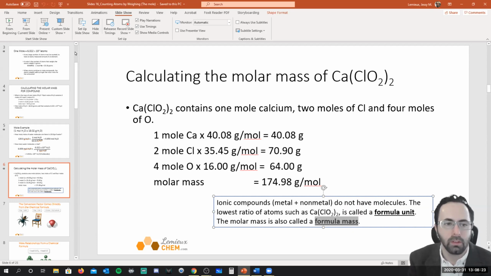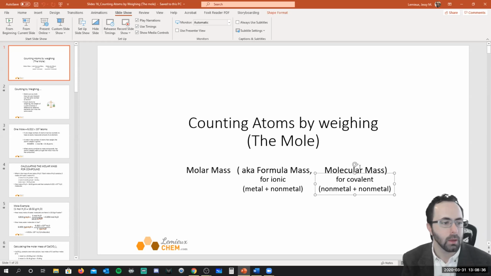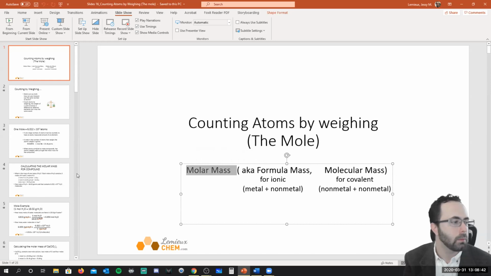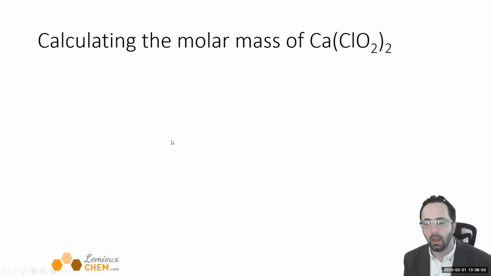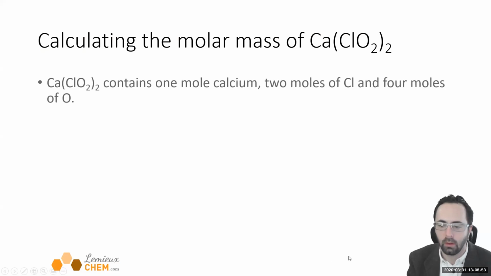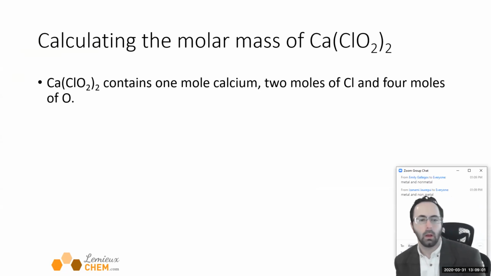So if I go back to the first slide, I pointed out that little bit of terminology here. Molar mass, if we're doing it for an ionic compound, might also be called formula mass. If we're doing it for a covalent compound, it might be called the molecular mass. But both of these are covered by the broad term molar mass. Okay, so let's go back to the slideshow and talk about how we're going to calculate the molar mass for calcium chloride. Yes, metal and non-metal. Good.